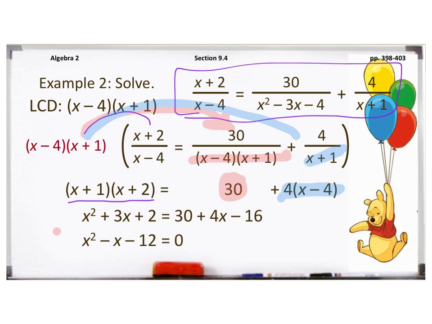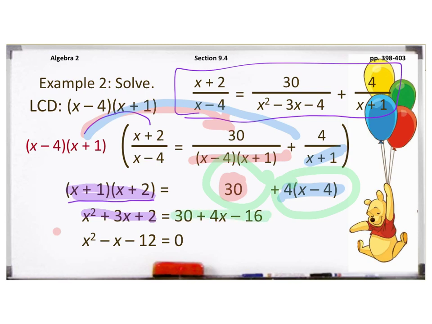Okay, now I have everything on one line. So I go ahead and I FOIL this term, and I get x squared plus 3x plus 2. And I distribute the 4 into the x minus 4, and I add the 30, and I have this side.